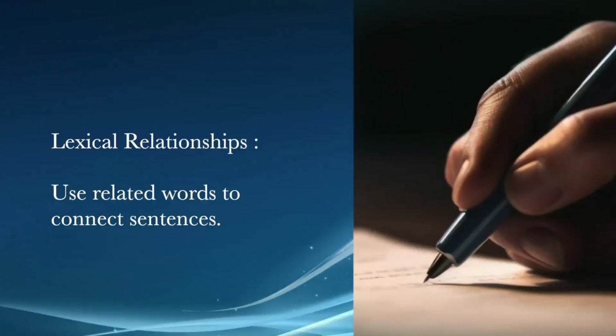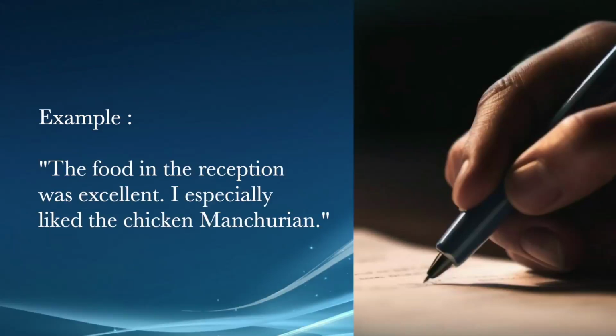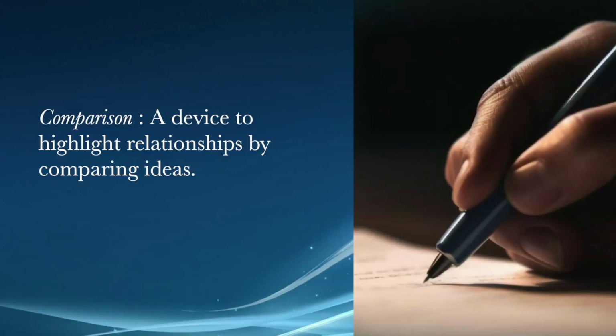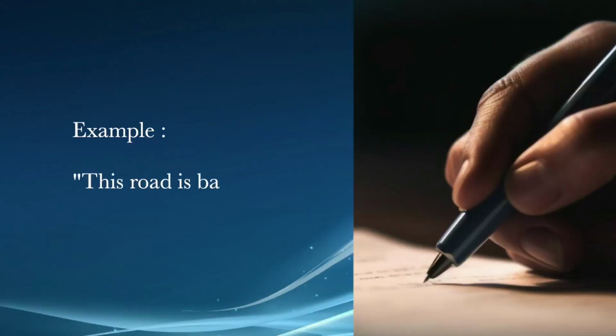Next, lexical relationships. This is using related words to connect sentences. For example, the food in the reception was excellent. I especially liked the chicken Manchurian. So here we see that we are talking about the chicken Manchurian that was being served in the reception. So this is an example of lexical relationship. Next one is comparison. It's a device to highlight relationships by comparing ideas. For example, this road is bad, but that one is worse. So here we see an example of comparison.